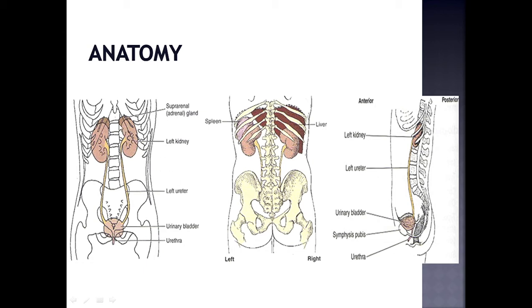On the anterior view, we can see the suprarenal glands sitting on top of the kidneys, the kidney, ureter, bladder, and urethra. On either side, we have different organs situated further superior to the kidneys. On the left side, there is the spleen, while on the right side, there is the liver.